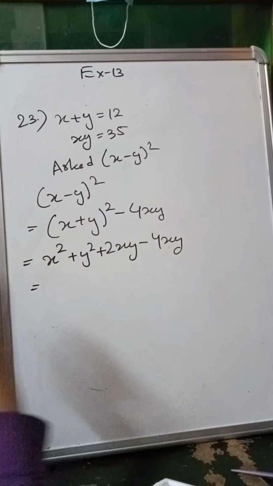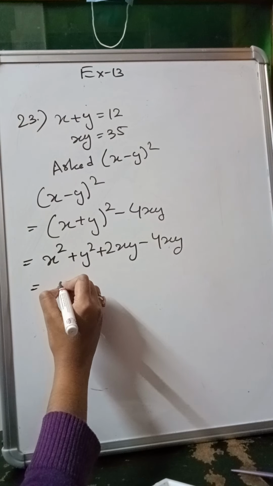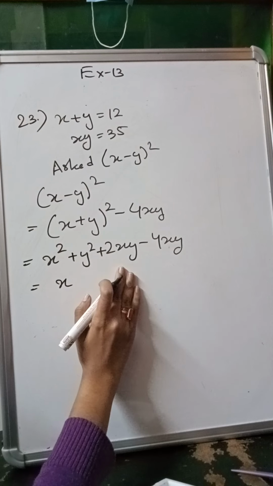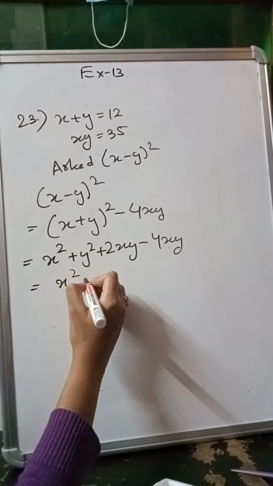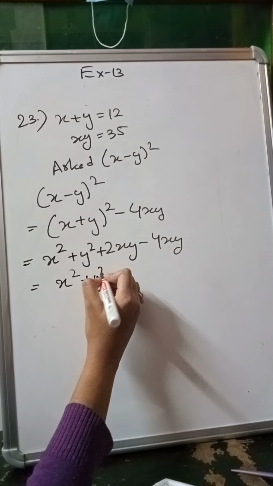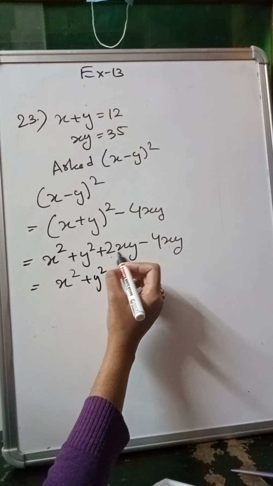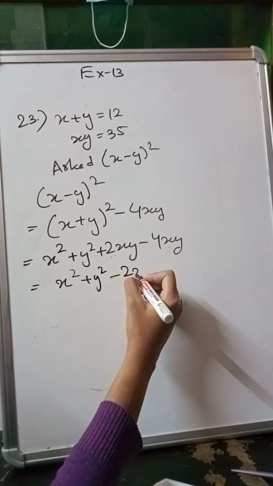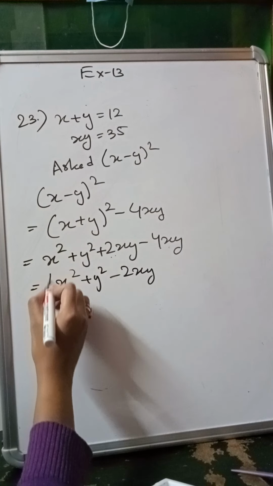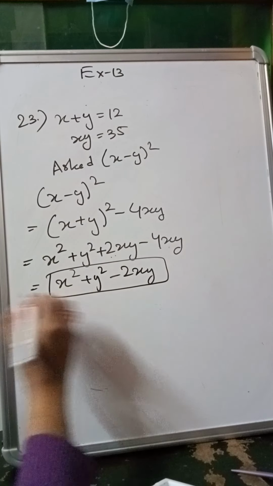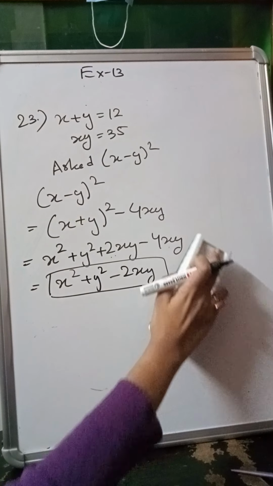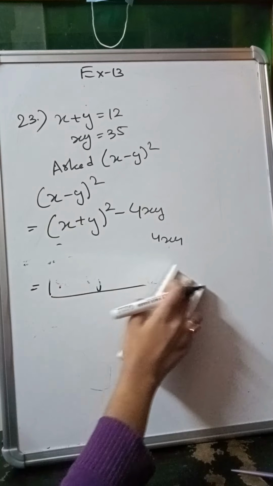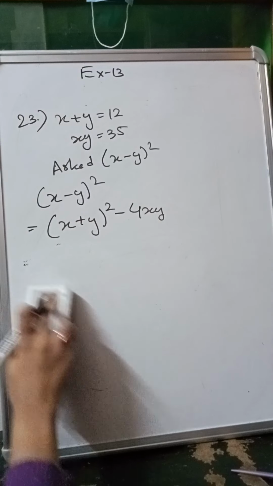So it will ultimately give me x. This part you need to do. I am doing this step so that you can understand. So x square plus y square plus 2xy minus 4xy. So we will get minus 2xy, and this is nothing but the formula of x minus y whole square. So we can write x minus y whole square as x plus y whole square minus 4xy, right?